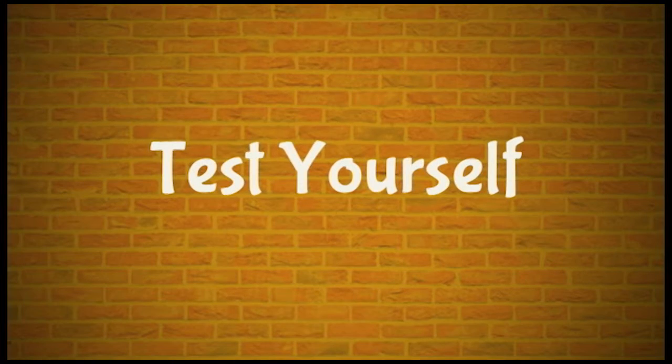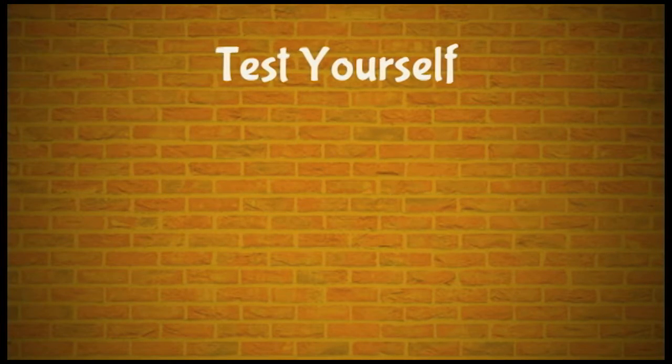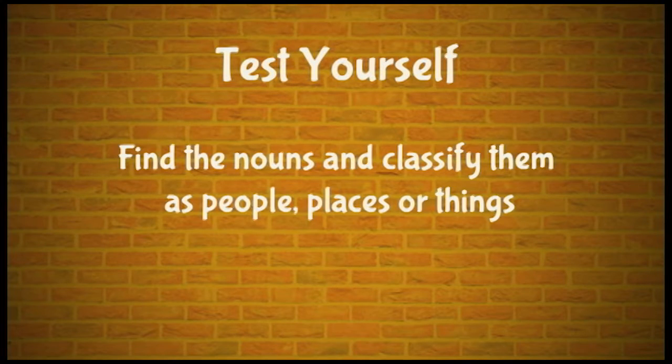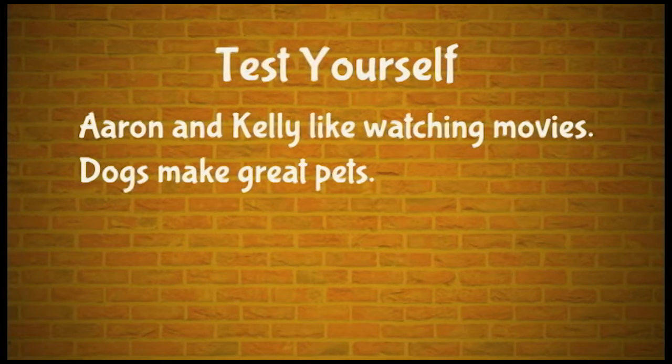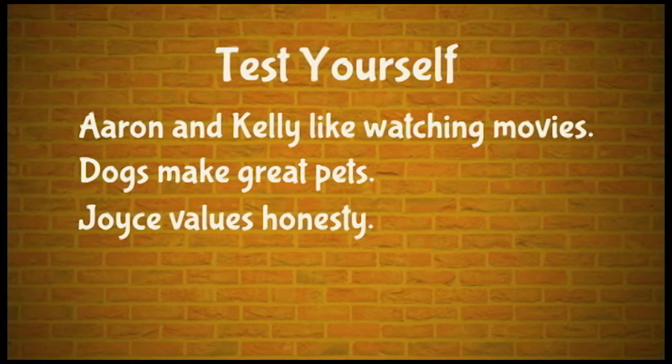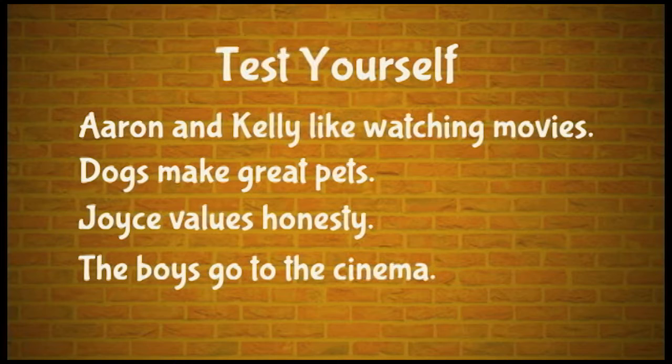Now it's time to test yourself. Look at the sentences below and see if you can classify these nouns into people, places, or things. Aaron and Kelly like watching movies. Dogs make great pets. Joyce values honesty. The boys go to the cinema.